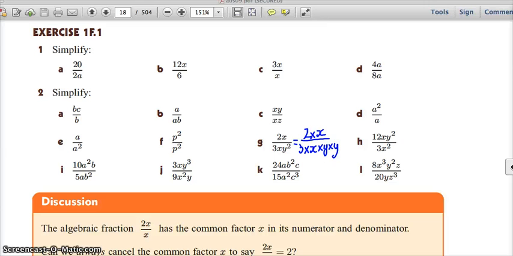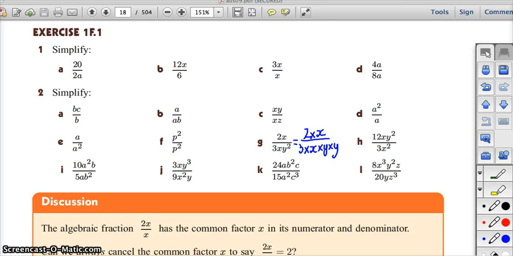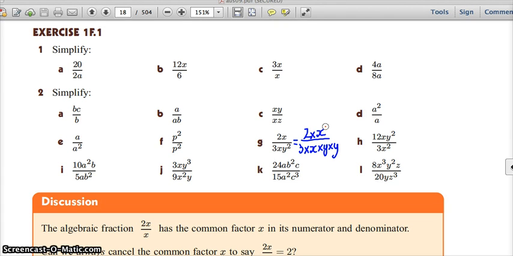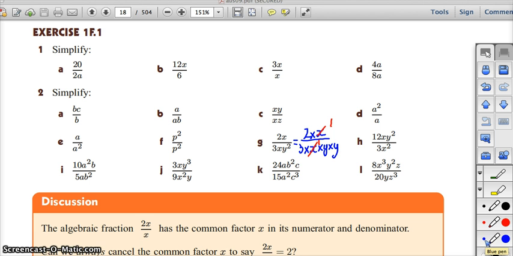After that, what else could we simplify, Luke? The x's. Very good. So that becomes 1. That becomes 1. Okay. Is there anything else we could do there, Beth? Is there any y's up top? No, so we've got to leave them as they are. All right.